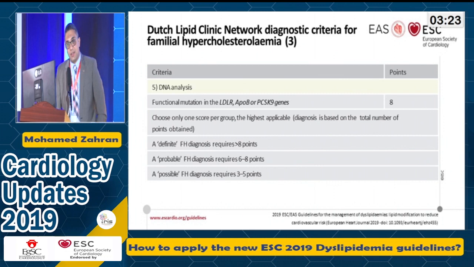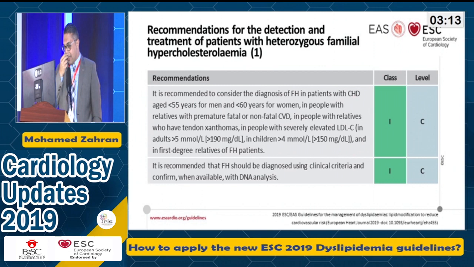It's a definite familial hypercholesterolemia if the score is more than 8 points. It's probable if the score is between 6 and 8, and it's possible if the score is between 3 and 5. And if you got this diagnosis, this is how you treat.